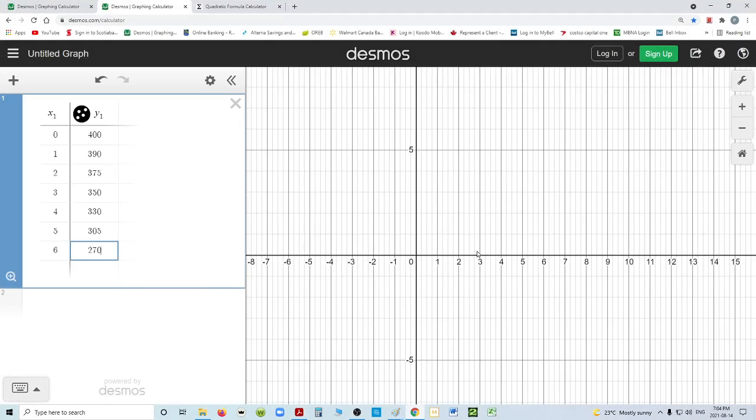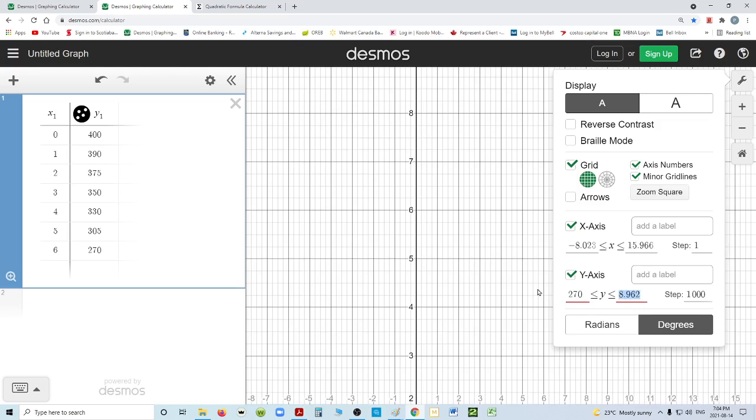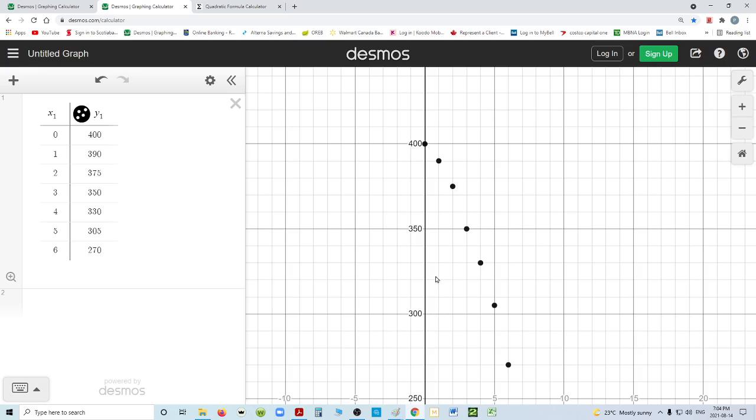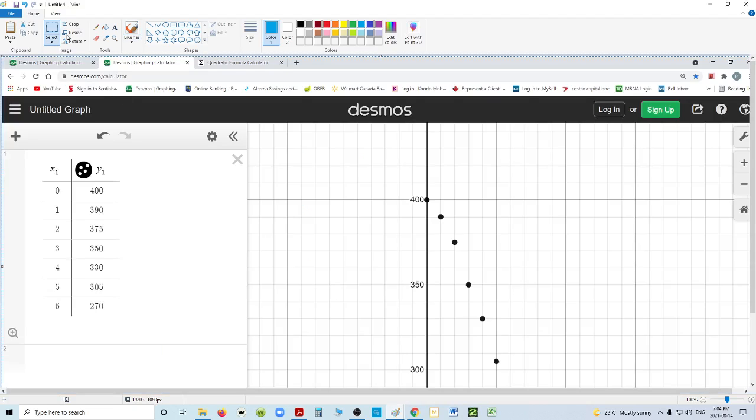So I think this is going to be a decay curve, so we just need to see the y-axis further up from 270 to 400. There we go. What's that look like? It's either a parabola or a decay curve, isn't it? So let's look at first differences. I'm going to copy this and see if we can get a better idea of whether this is a decay curve or a parabola.